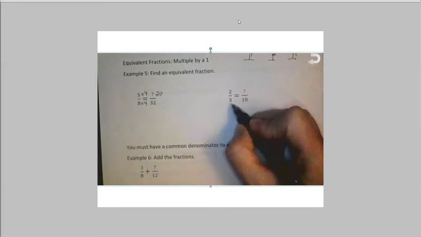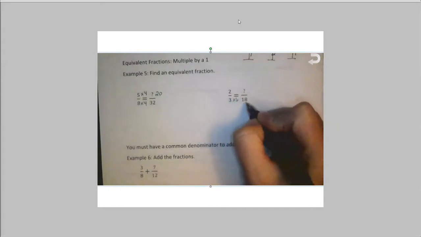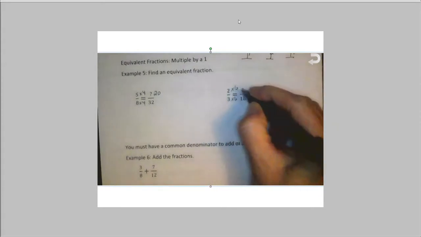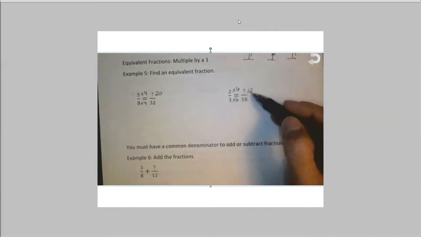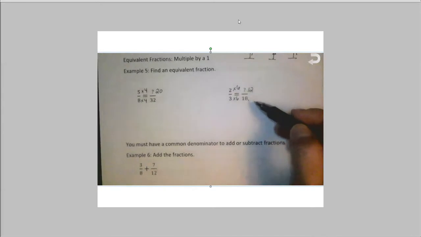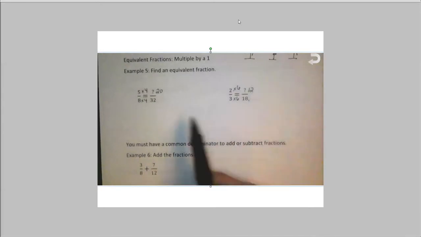In the same way here, I know that 3 times 6 is 18. So 2 times 6 will give me 12. 2/3 is equivalent to 12/18. So I just want to find an equivalent fraction and to solve for that missing portion of that equal fraction.